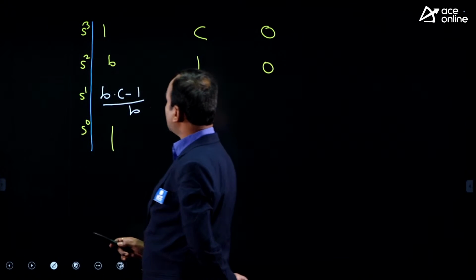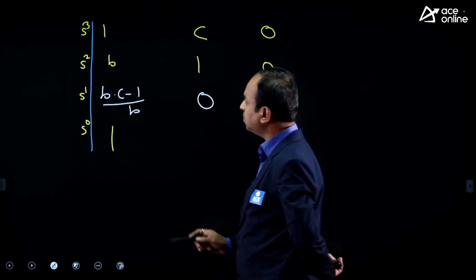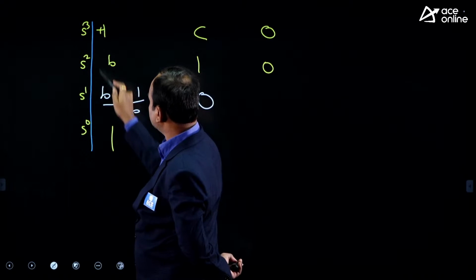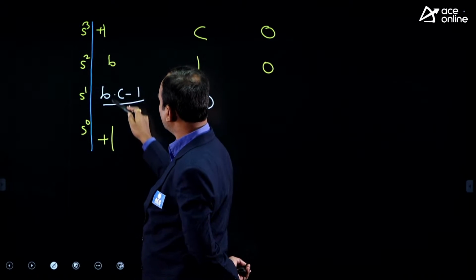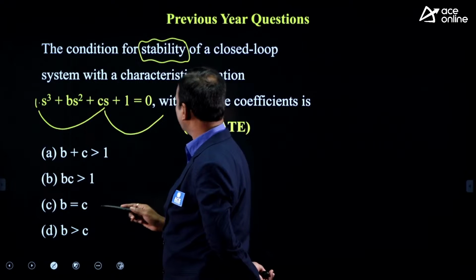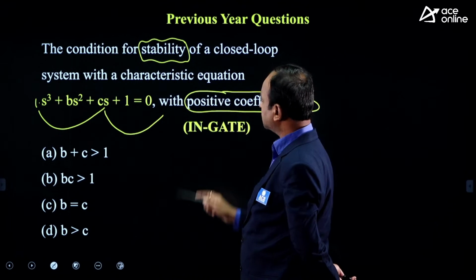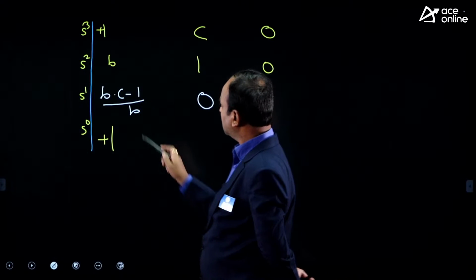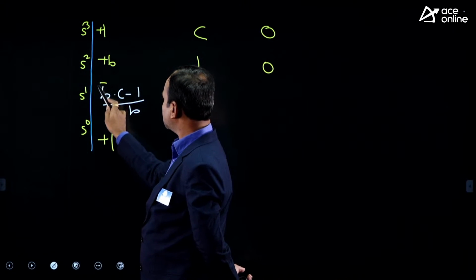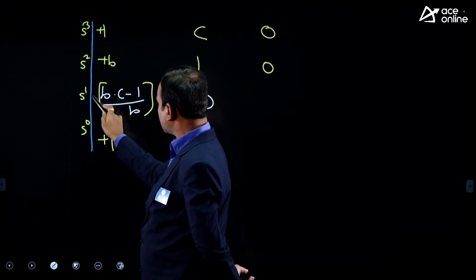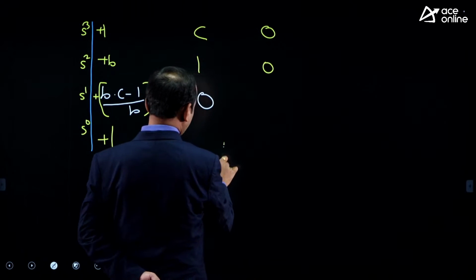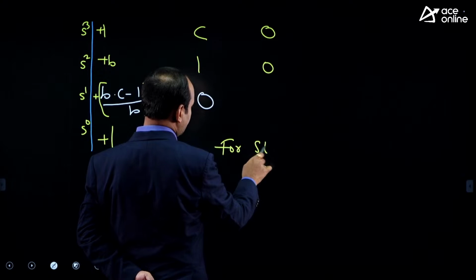Now the examiner is asking for stability. Stability means this is positive, this is positive. So obviously this 2 should be positive. The examiner has already given positive coefficients, all are positive coefficients. So A, B, C are positive coefficients only. So this is also positive. But we don't know this value, so it should also be positive for stability.